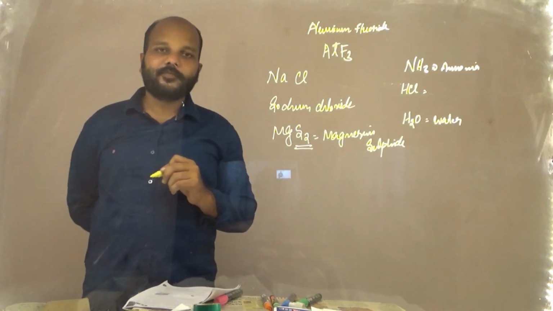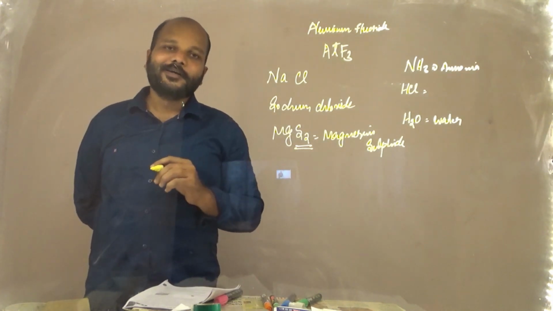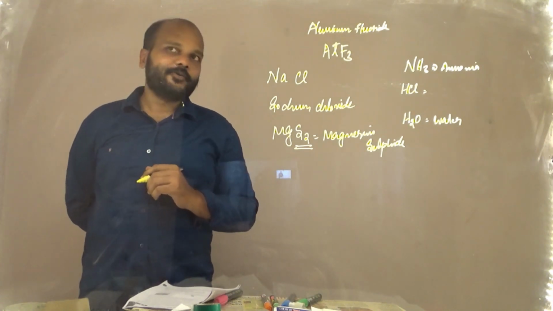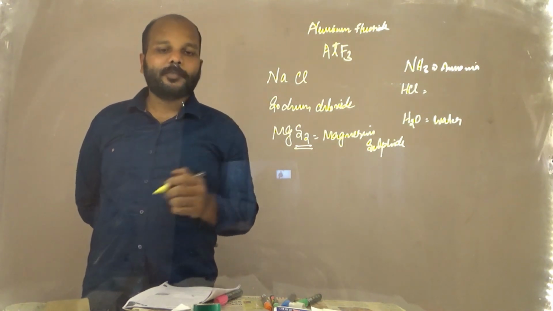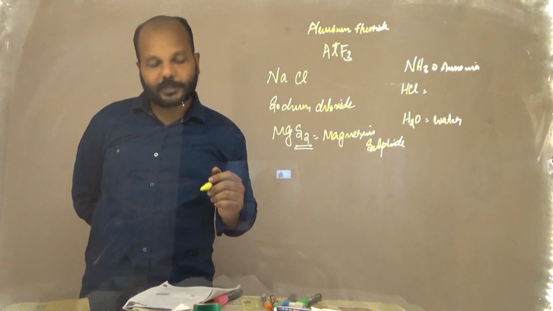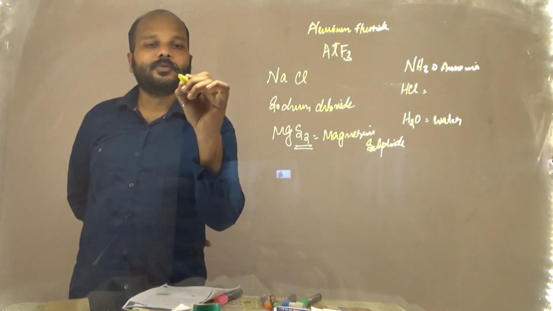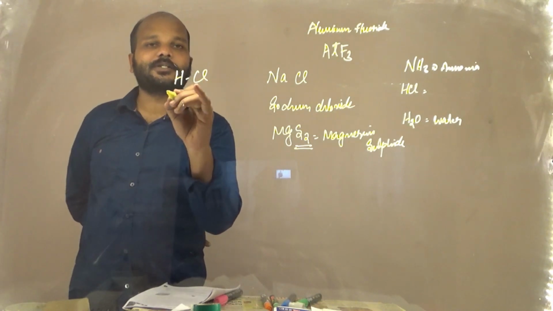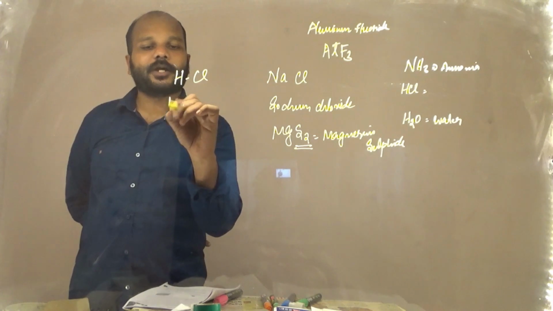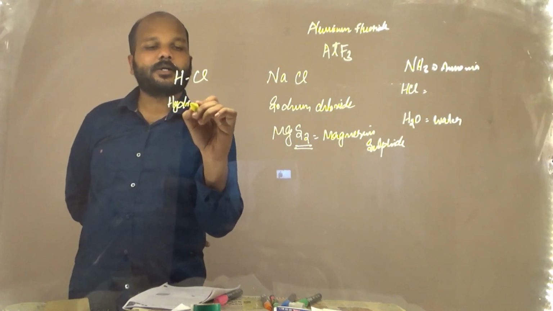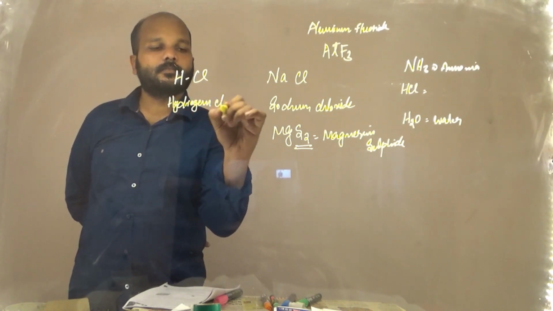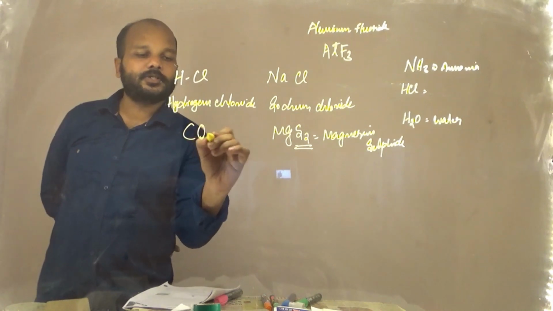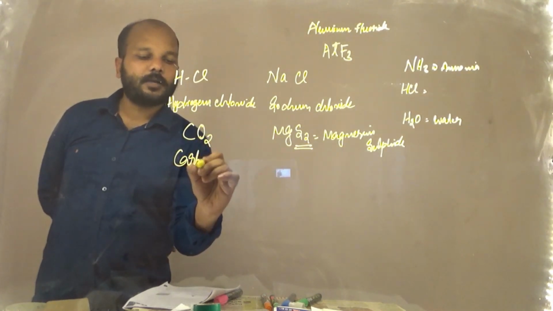Now, if the compound is made with both non-metals, for example hydrogen chloride, in that case you have to write the name of hydrogen first, and the next element should be second. So it is hydrogen chloride. Next one, let it be CO2. This is carbon dioxide.